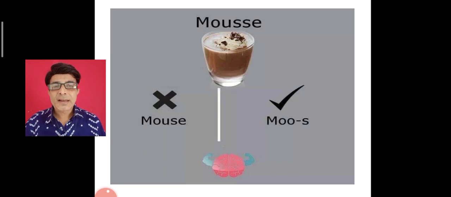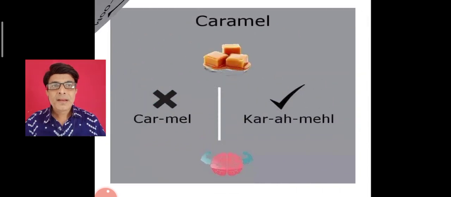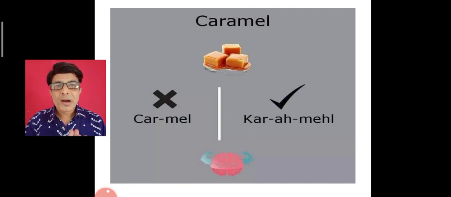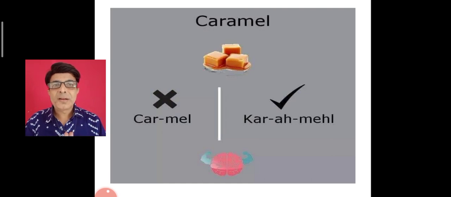Okay. Next word, MOUSSE. Okay. Generally people speak this word as mouse, but that's not correct. The correct pronunciation is mousse, right? Okay. Then the next word, CARAMEL. Okay. Generally, people are habituated of speaking this word as caramel, but the correct pronunciation is caramel, right?